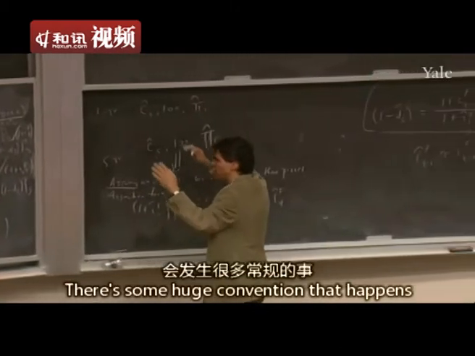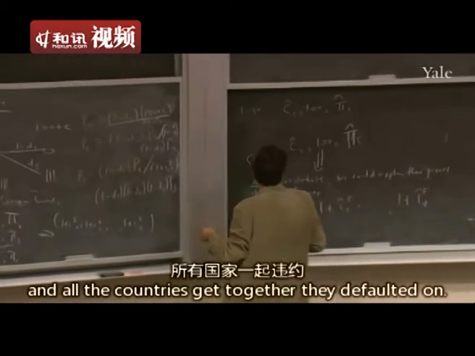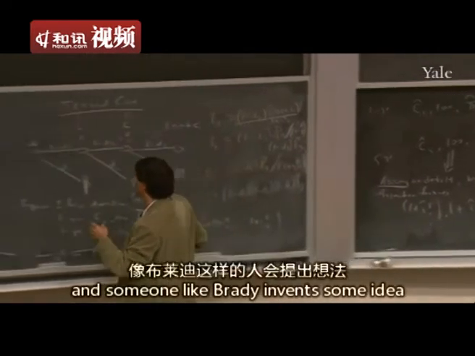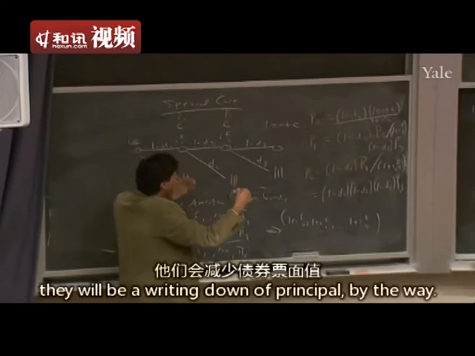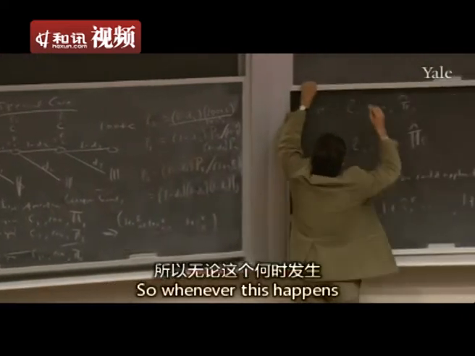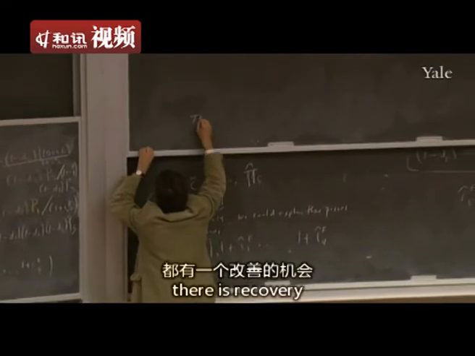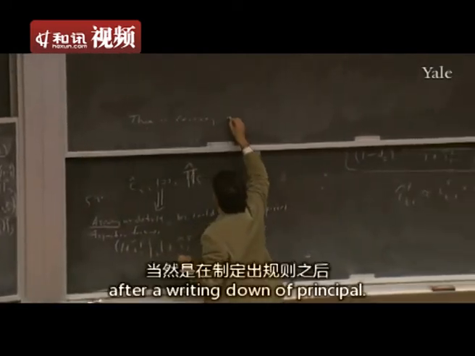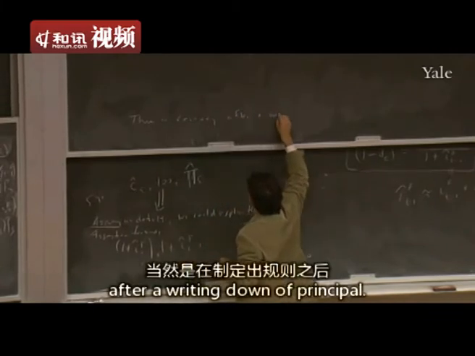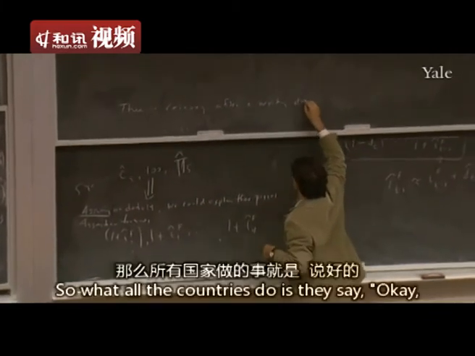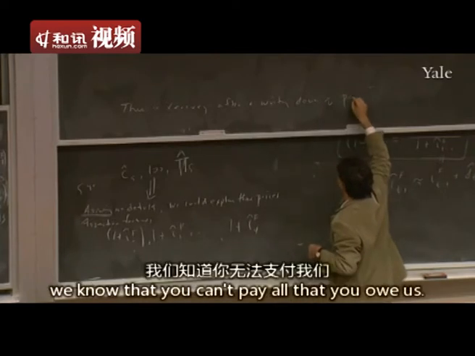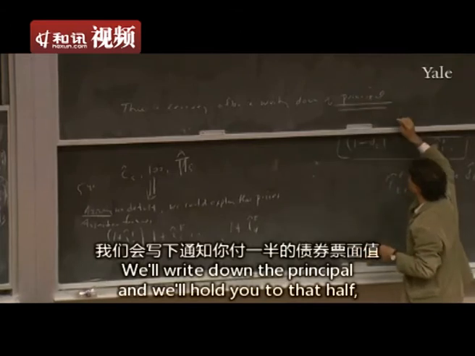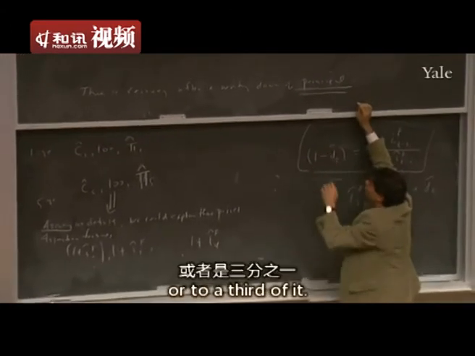There's some huge convention that happens, and all the countries that they defaulted on get together. They've got some big meeting, and someone like Brady invents some idea, well, they'll owe less, and there'll be a writing down of principal, by the way. So whenever this happens, there is recovery after a writing down of principal. Okay, so what all the countries do is they say, okay, we know you can't pay all that you owe us. We'll settle for half of it. We'll write down the principal, and we'll hold you to that half, or to a third of it.